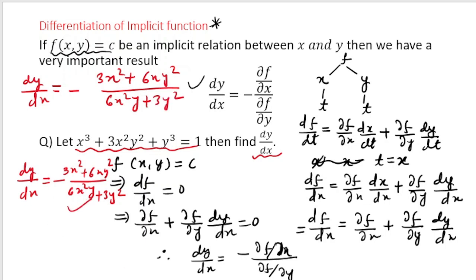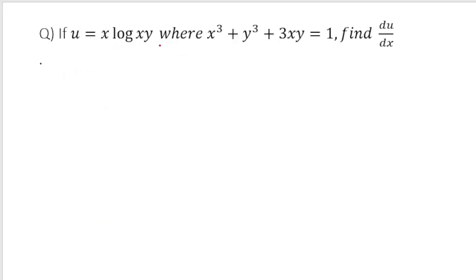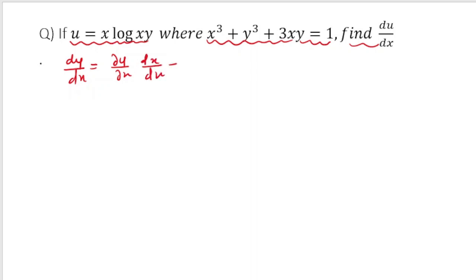Now we have another problem that we can solve, and here it is given that u is equal to this, and there is an implicit relationship between x and y, and we have to find du/dx. To find du/dx, first of all I am considering u as a function of x and y. So I will write ∂u/∂x · dx/dx + ∂u/∂y · dy/dx.